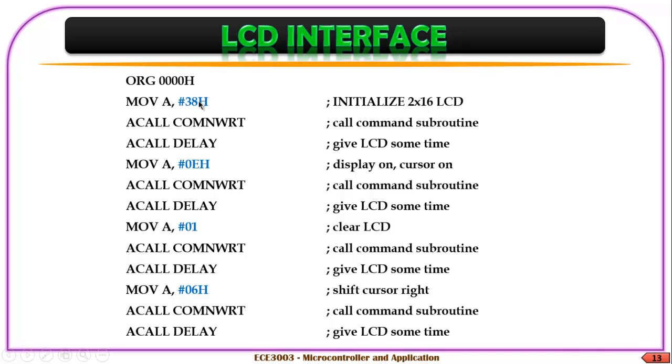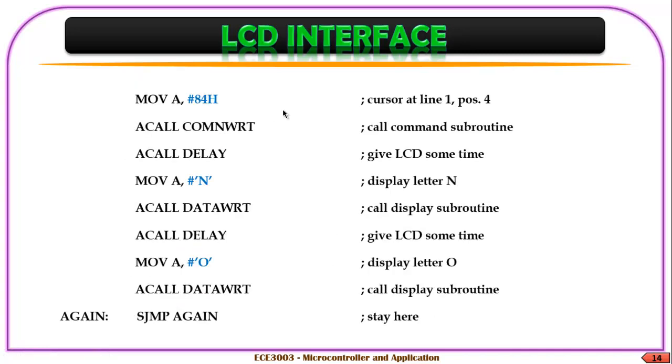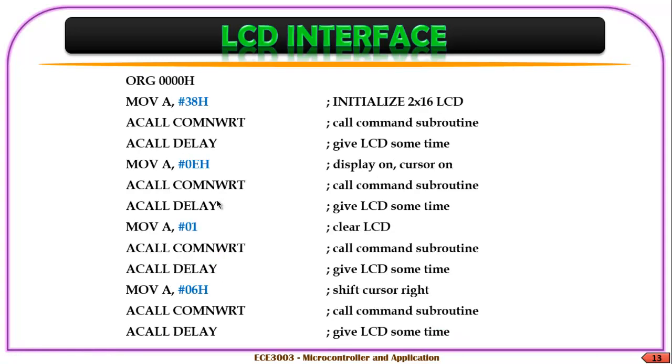Whenever you are trying to pass some command value onto the LCD screen, we should call the command write subroutine. Whenever you are trying to pass the character which you need to display, for example N in this case, I have to call the data write. Command write must be called whenever you're writing a command to the LCD, and data write is the function meant for displaying data onto the LCD. Since I'm passing the command, I'm calling ACALL command write. This is a label I've used to indicate my command write subroutine. Now A is holding my 38 value, and I'm calling my command write.